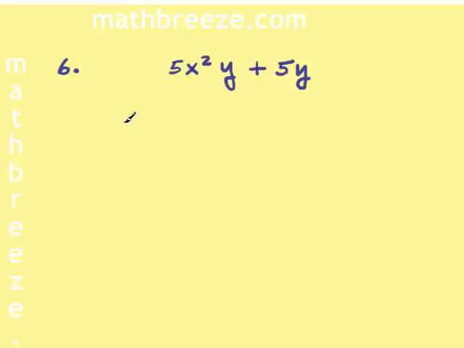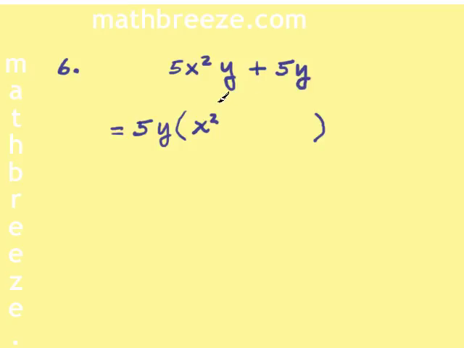Let me just add one last simple example. Let's say we have 5x squared y plus 5y, and we pull out factor 5 from both. And we also pull out y from both. Okay, so here we pulled out 5 and we pulled out y, we're left only with x squared. And here's what I want to point out.